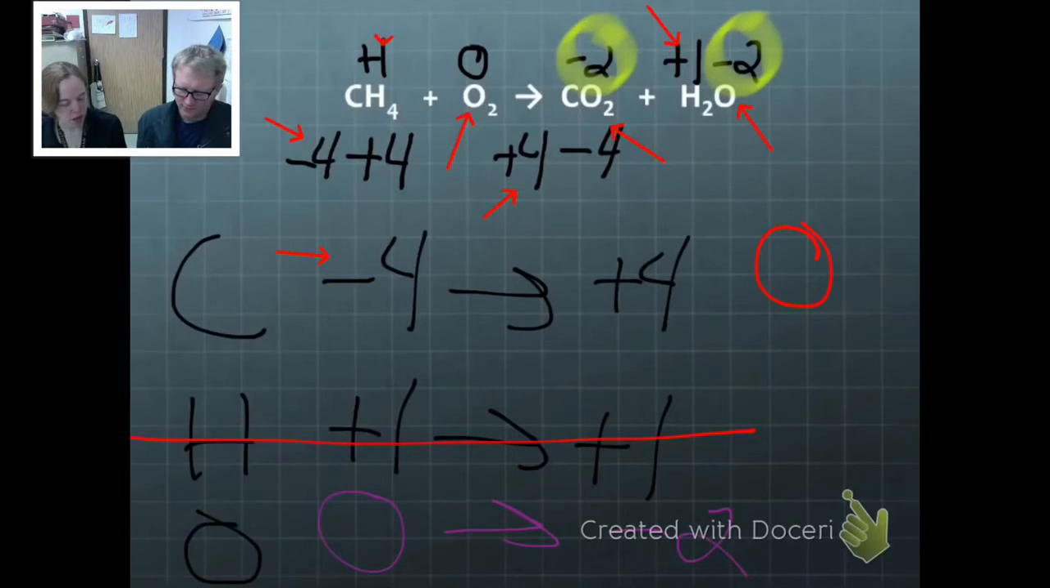So then our last one is oxygen, which went from 0 to -2. That means it went down, which means it was reduced because I reduced the charge. My oxidation number went down.